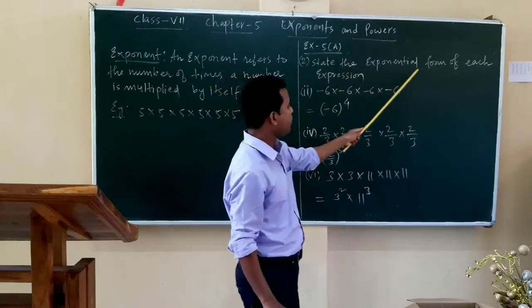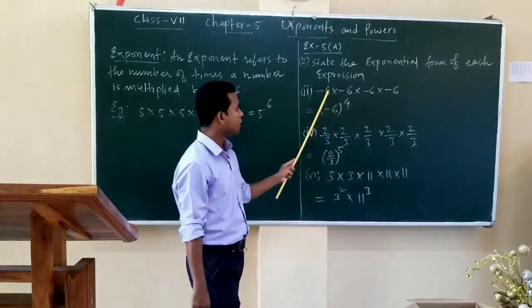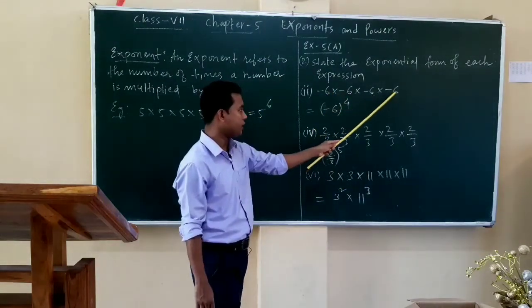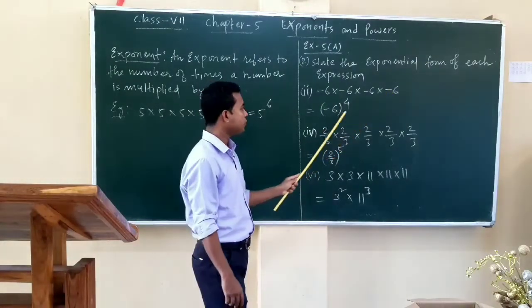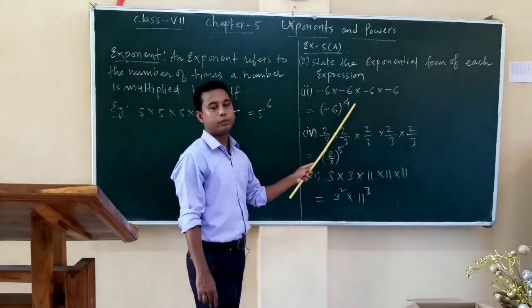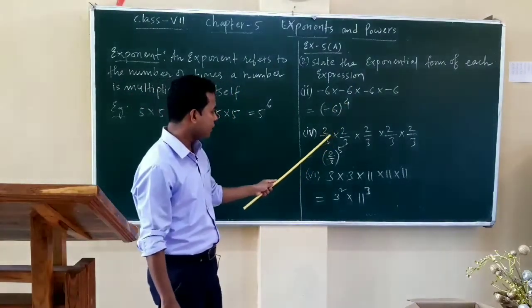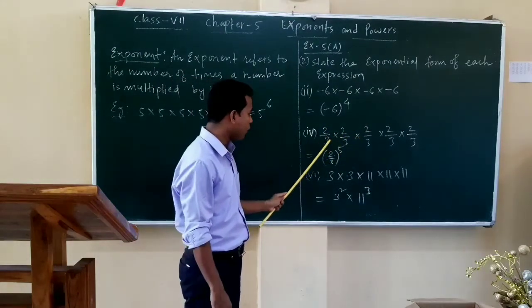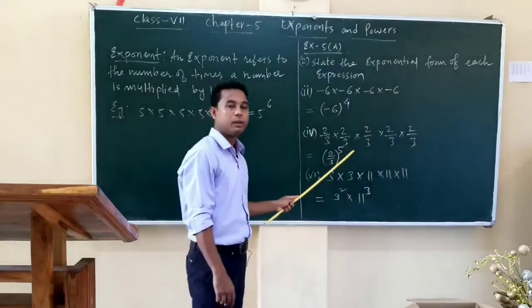State the exponential form of each expression. The question is minus 6 into minus 6 into minus 6 into minus 6. So, how many times is minus 6 multiplied by itself? 4 times. So, we write minus 6 raised to the power 4. Okay? Here 2 by 3 into 2 by 3. So, how many times? 1, 2, 3, 4, 5. So, 2 by 3 raised to the power 5.